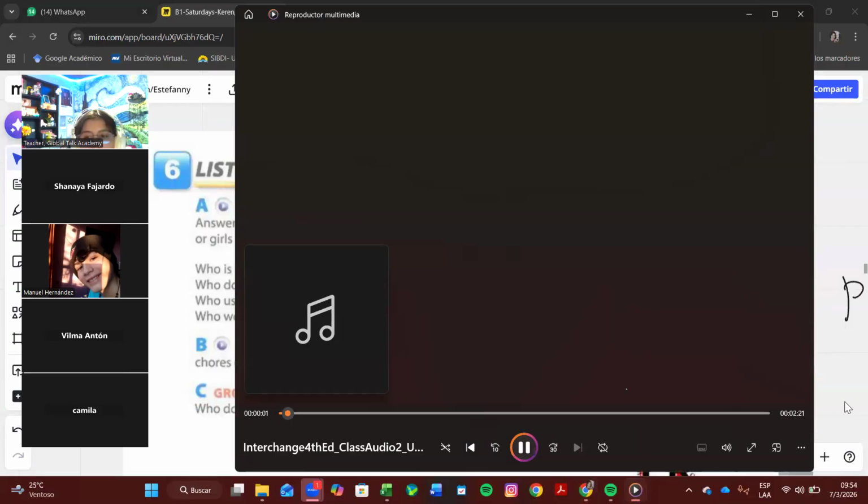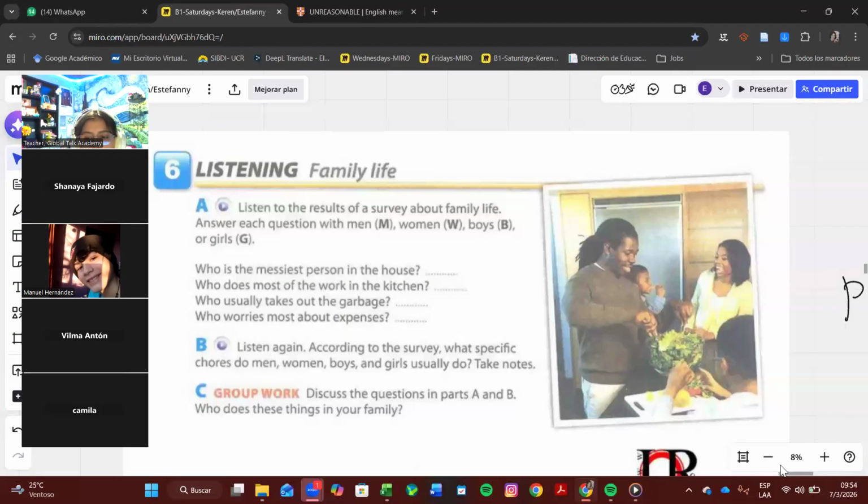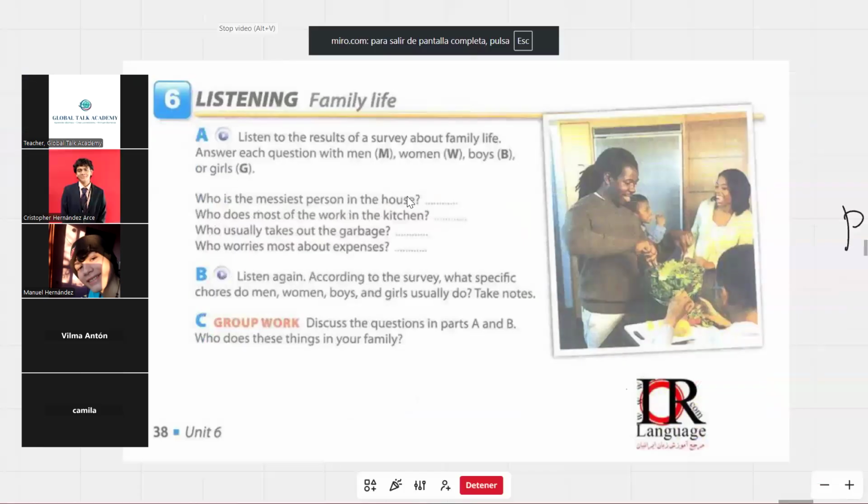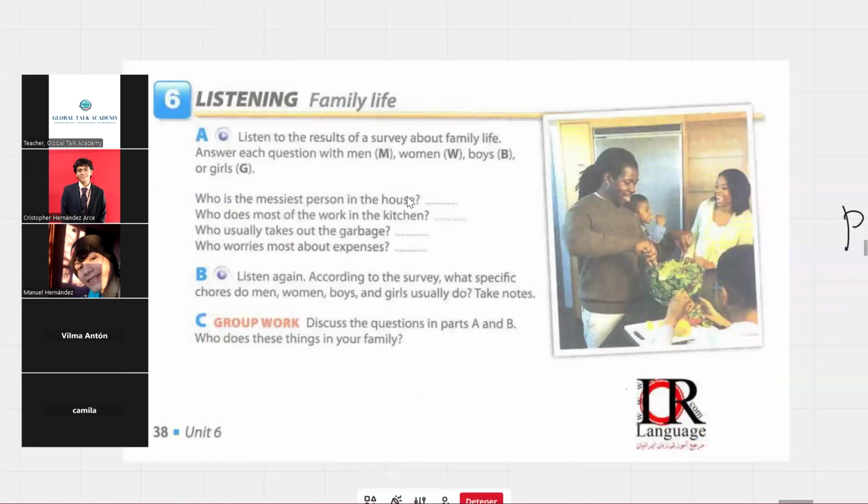Page 38, Exercise 6. Listening. Family Life. Part A. Listen to the results of a survey about family life. Answer each question with men, women, boys, or girls.